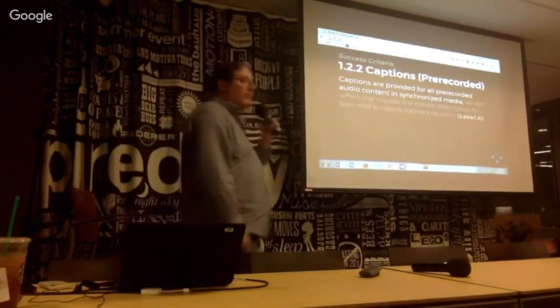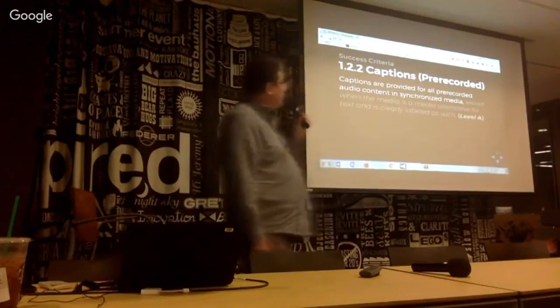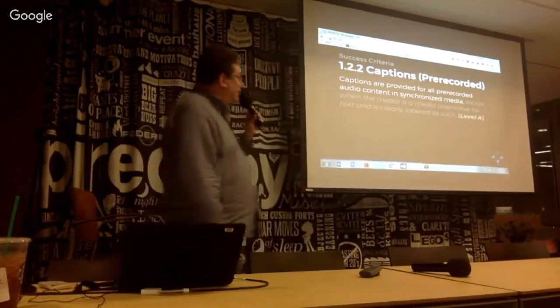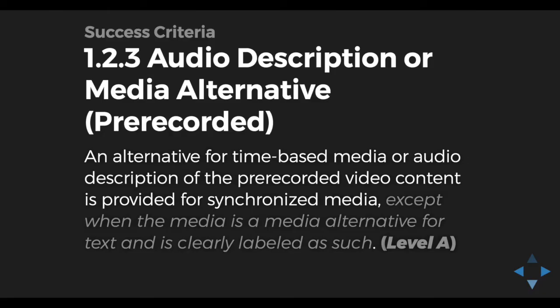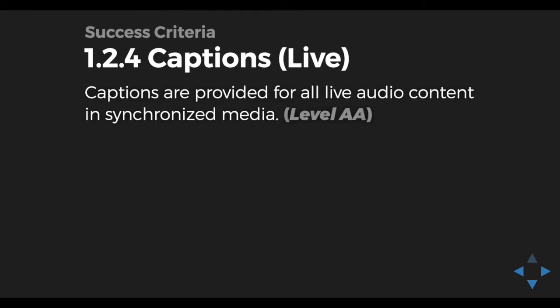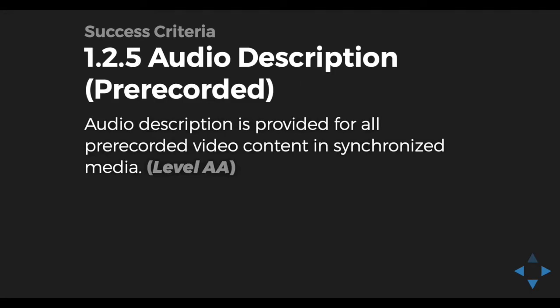I want you to pay attention to the level of accessibility. So this is single A. Okay, so this is basic. Captions are provided for all pre-recorded audio content in synchronized media, YouTube videos. Okay? Audio description or media alternative pre-recorded. An alternative for time-based media or audio description of the pre-recorded video content is provided for synchronized media. Captions live, like this tonight. Captions are provided for all live audio content in synchronized media. Audio description pre-recorded. Audio description is provided for all pre-recorded video content in synchronized media.